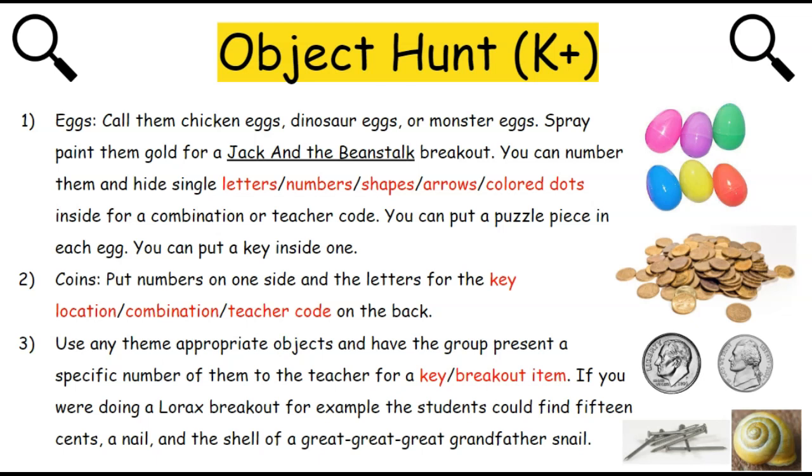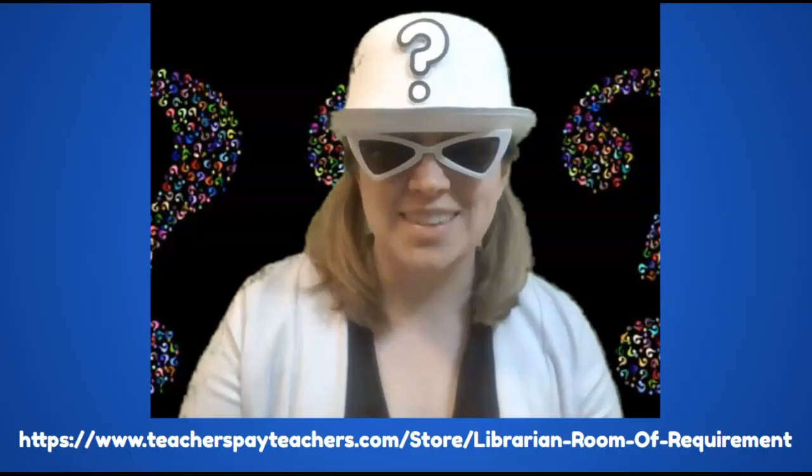You could also look for coins, putting a number on one side of the coins and a letter for a key location, combination, or teacher code on the back. You could also just use any type of theme-appropriate object and make the group present you with a specific number for a key or a breakout item. If you were doing the Lorax, for example, the students could find 15 cents, a nail, and the shell of a great-great-great-grandfather snail. That's it for our physical multi-lock type puzzles.